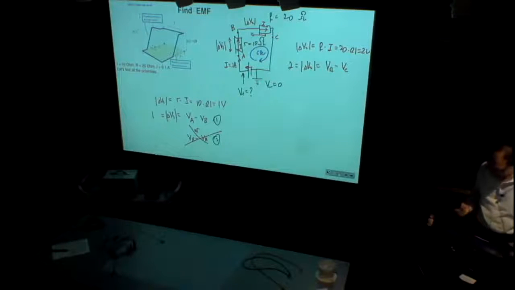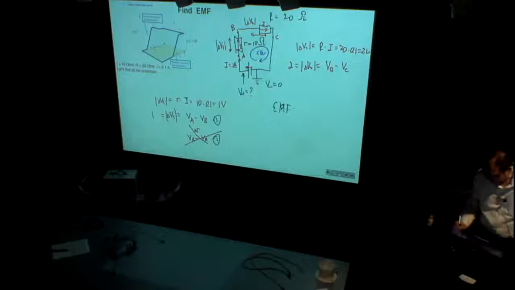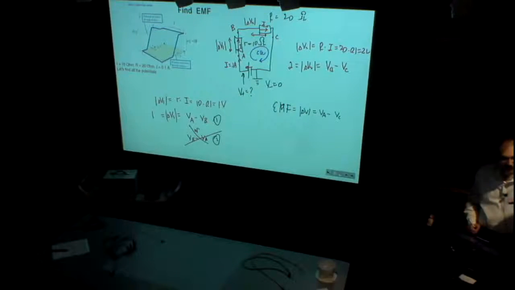So, what are we looking for? We are looking for the EMF of the battery. And EMF of the battery is equal to that fixed voltage it supplies to the whole circuit. And that should be equal to the difference between potential A and potential C. That's what it is. Because wires don't change potential. So from here to here, it should be the same potential A. From here to here, it should be the same potential C.